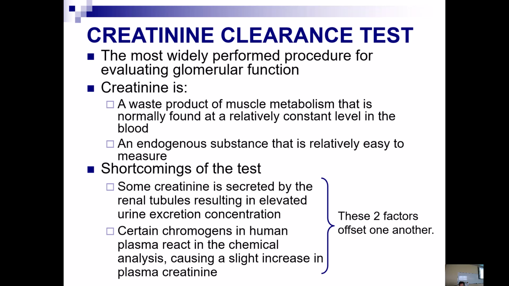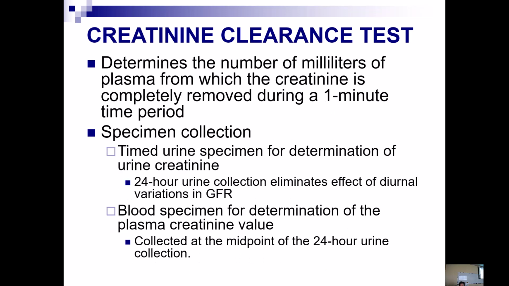However, there is some creatinine that is secreted by the renal tubules, resulting in elevated urine excretion. But there are also certain chromogens in the human plasma that react to the chemical analysis, causing a slight increase in the plasma creatinine. Because of these two factors both happening, they do offset each other. So it is a pretty decent test, because those two factors will offset each other, and we'll actually see what's going on. So we do this test, we determine the number of milliliters of plasma from which the creatinine is completely removed during a 1-minute time period.